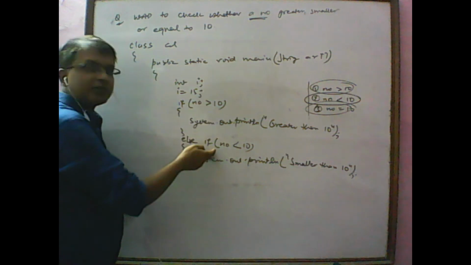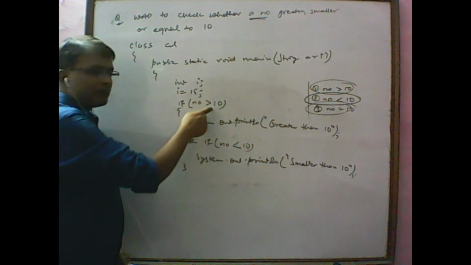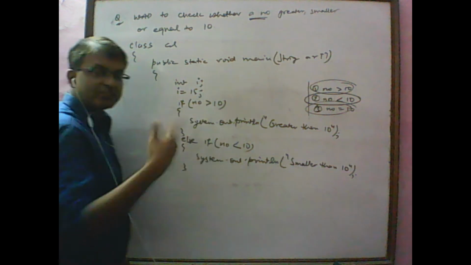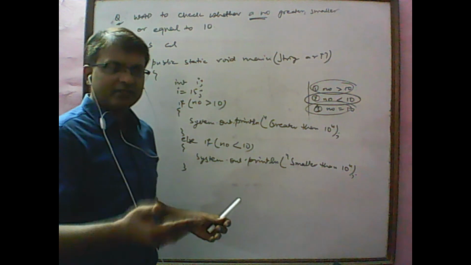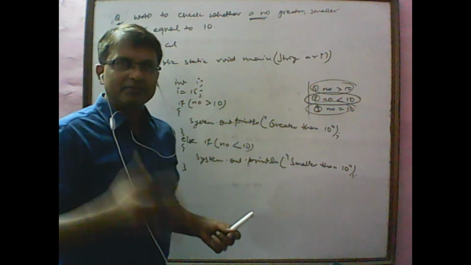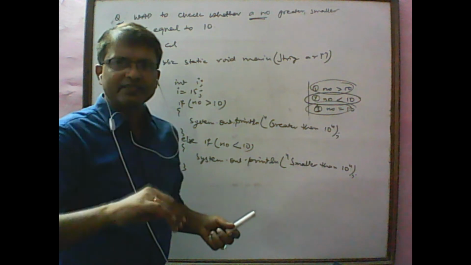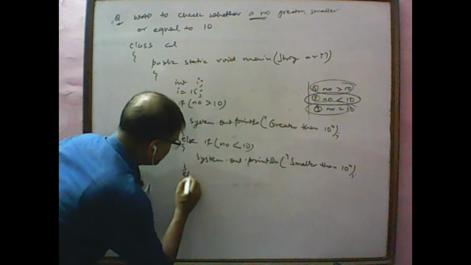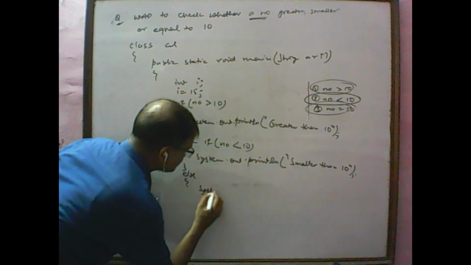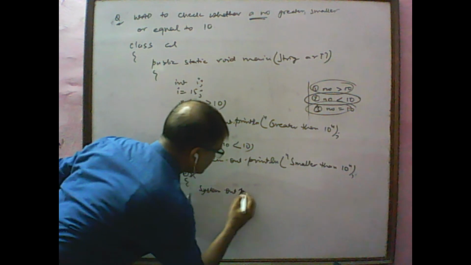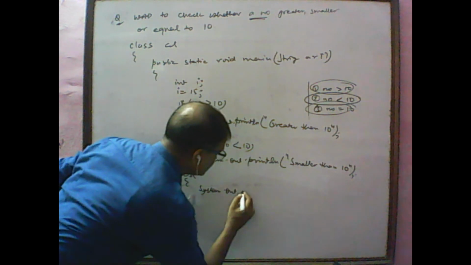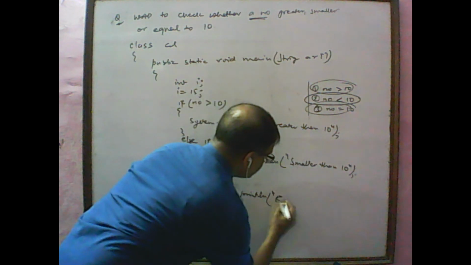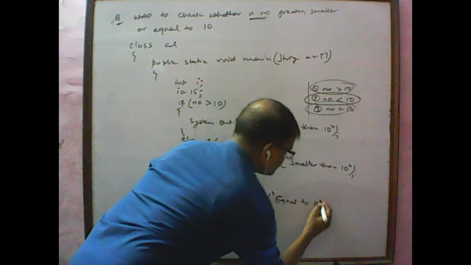If these two conditions become false, it means in the first if, number greater than 10 becomes false. In the second, number smaller than 10 becomes false. It means number is neither greater than 10 nor smaller than 10. So obviously a third situation is that the number will be equal to 10. So, else, System.out.println, equal to 10.